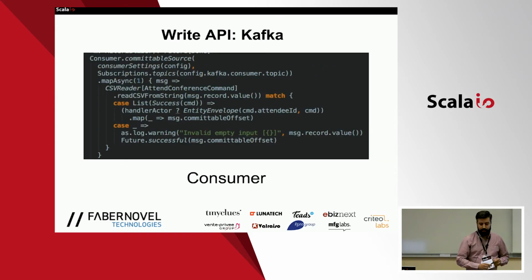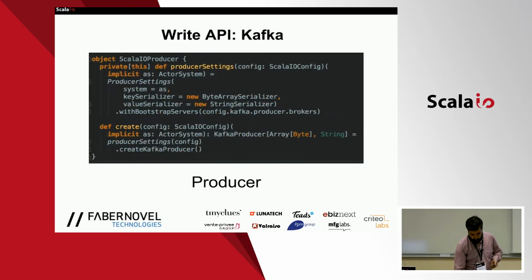And with this code, we are consuming messages from Kafka. We are parsing them because we are reading CSV strings. And we are sending those, as you can see in the first case of the pattern matching, we are sending an entity envelope to an actor. That actor is a sharding region. We are going to see the sharding region in a couple of minutes.